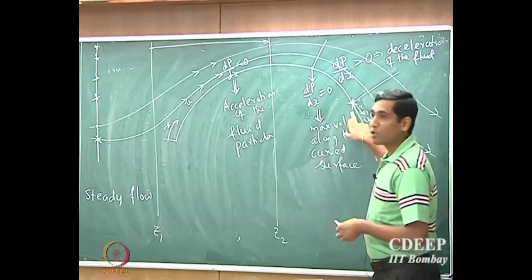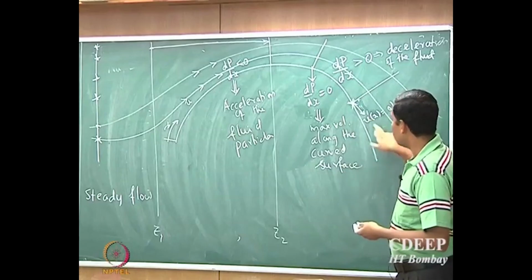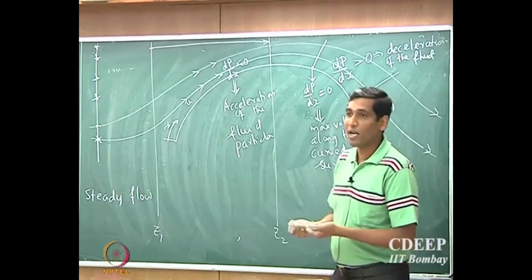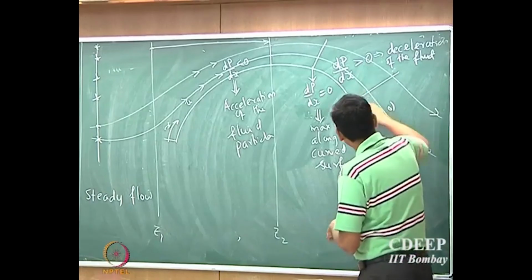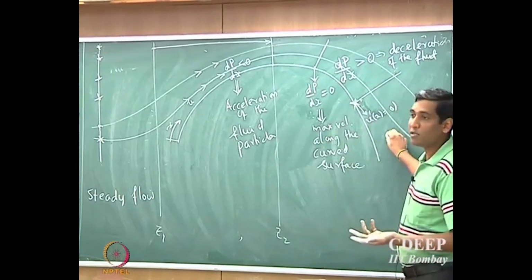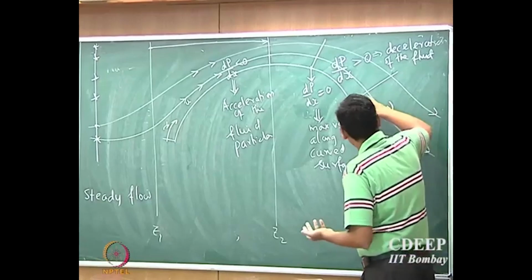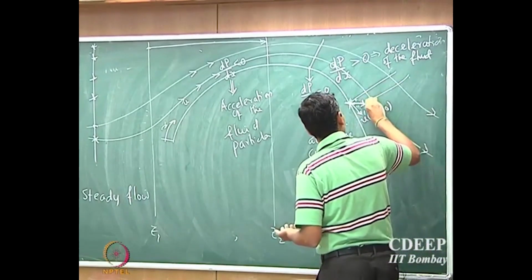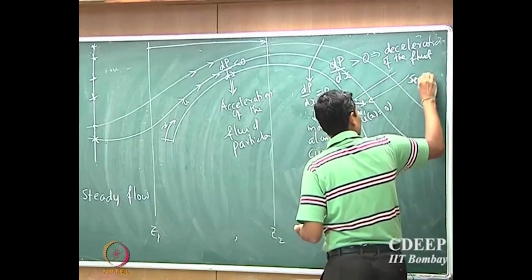Now what happens when it comes to rest? It's not able to move further. When the fluid particle comes to rest, when the velocity is 0, it's not able to move further anymore, and so it separates out from the cylinder. So this point is called the separation point.